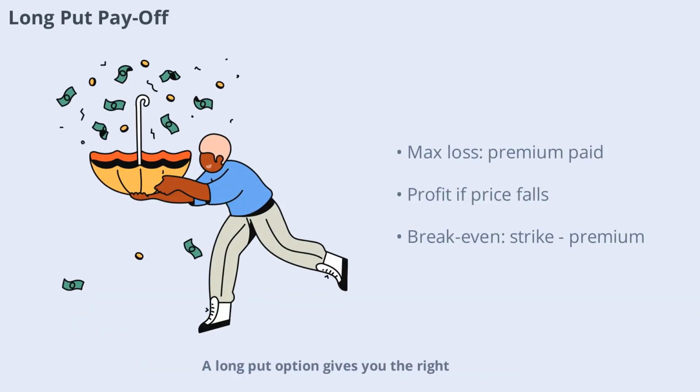A long put option gives you the right to sell the underlying at the strike price. If the market price falls below the strike, you exercise the option and profit from the difference minus the premium paid. If the price stays above the strike, you let the option expire, losing only the premium. The break-even point is the strike price minus the premium. Long puts are used to profit from or hedge against falling prices.